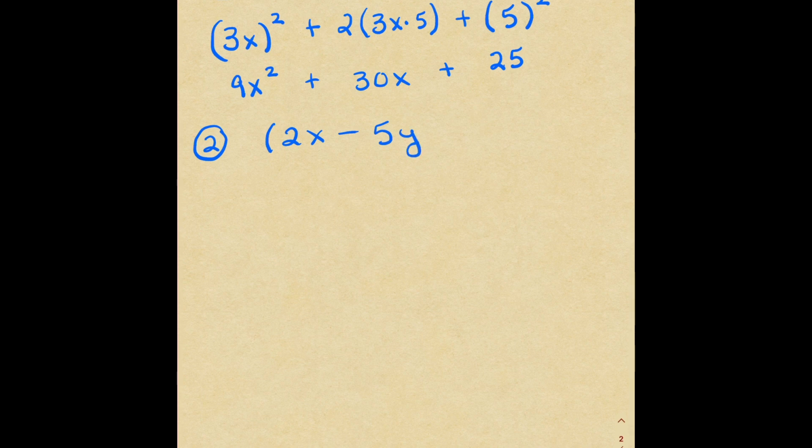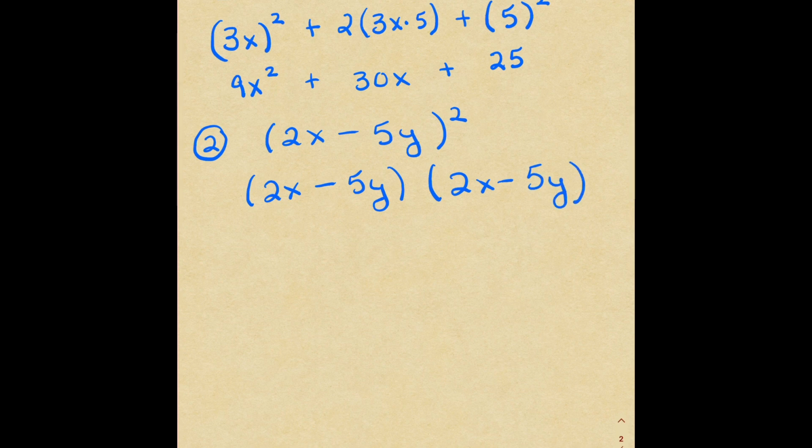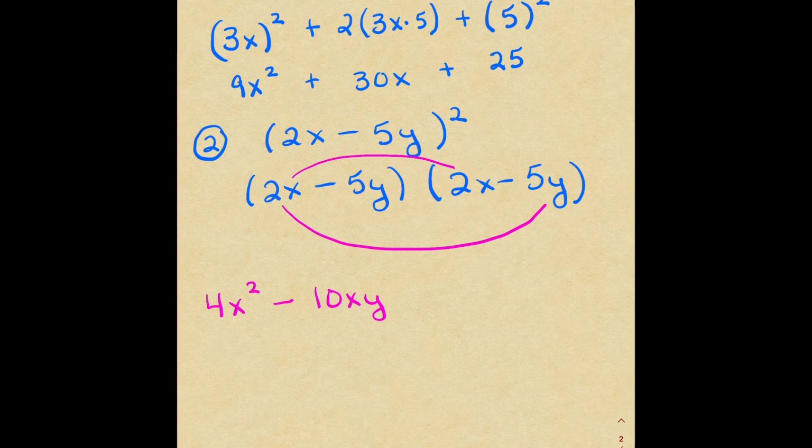I'll show you why. If I have 2x minus 5y squared, that's the same thing as 2x minus 5y times 2x minus 5y. And if I want to use FOIL, I can. I will go first, 4x squared, outer minus 10xy, inner minus 10xy, and last, negative times negative gives me positive. 5 times 5 is 25. Y times y is y squared.